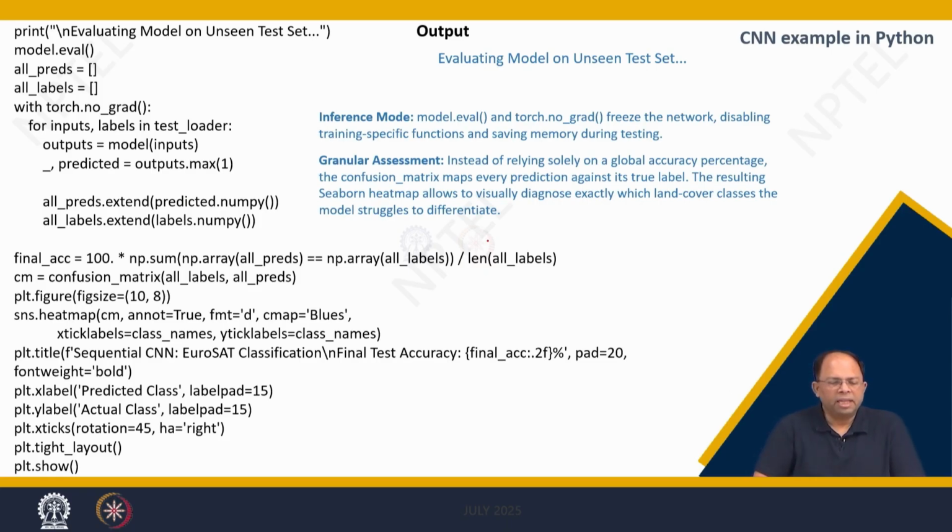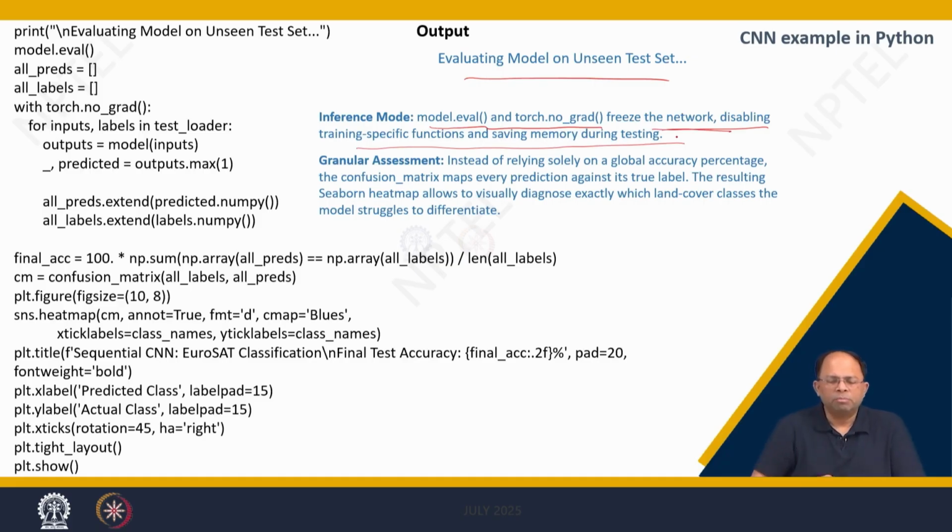Finally, we are printing the model, and we are first predicting using the model, and then we are printing the results, of course. First we are evaluating the model on unseen test data, the test set that we have already stored earlier. And in the inference mode, that is model.eval and torch.no_grad, this one particularly, no_grad freezes the network, disabling training-specific functions and saving memory during testing.